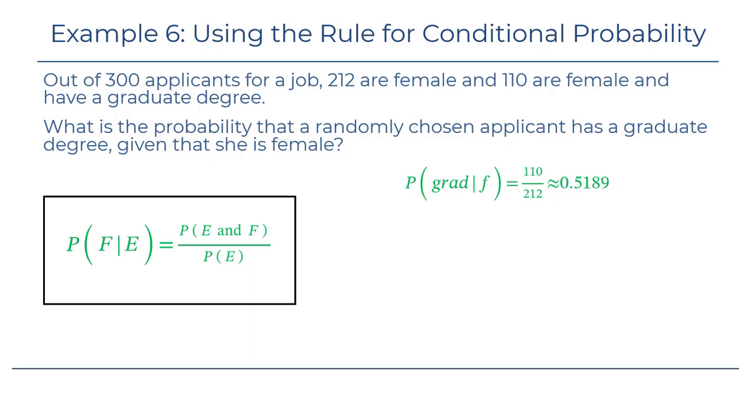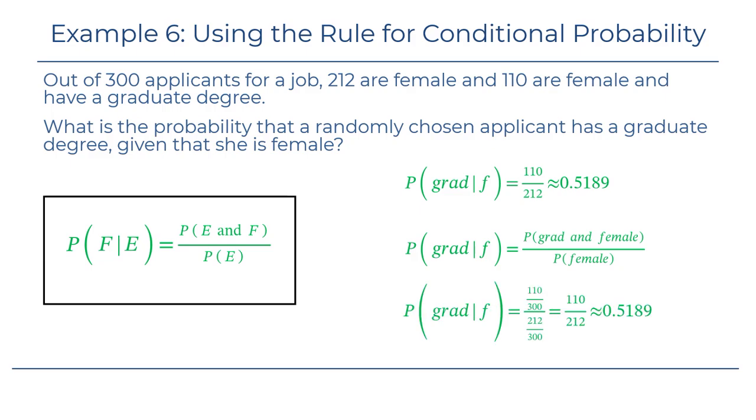Now, using this new formula, this says that we can take the probability of E and F, or in this case, female and has a graduate degree, and divide by the probability of E, or in this case, is female. So in the numerator, graduate degree and female is 110 divided by 300. And in the denominator, the probability of a female would be 212 out of 300. Now you'll note what happens when we're dividing these two fractions. We end up with 110 divided by 212, which is exactly what we had before, and we have the same result, 0.5189.